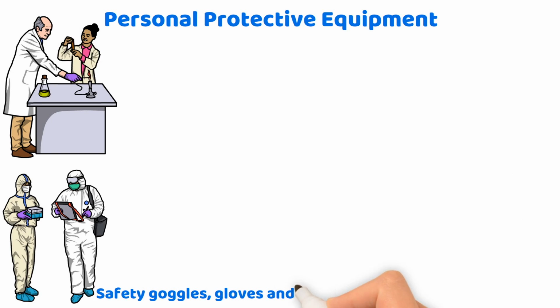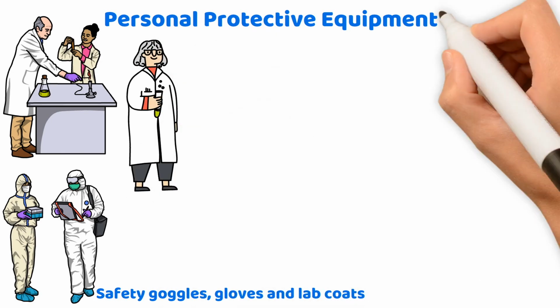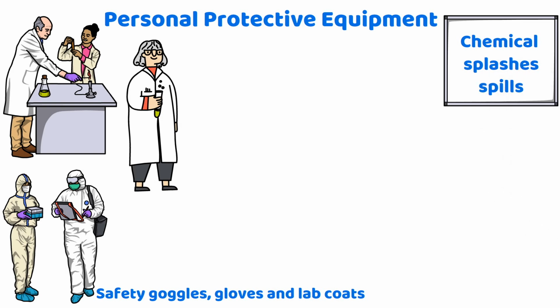Personal protective equipment is your best defense against accidents. Safety goggles, gloves, and lab coats aren't just accessories. They are essential tools that protect against chemical splashes, spills, and other hazards.